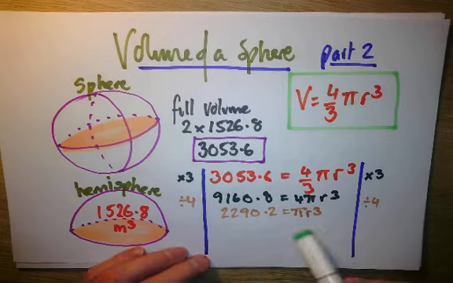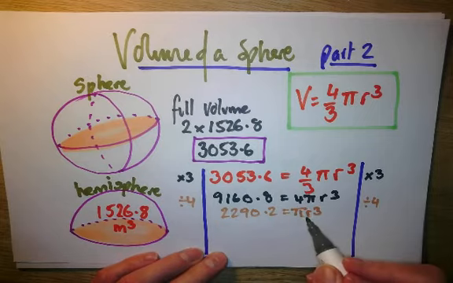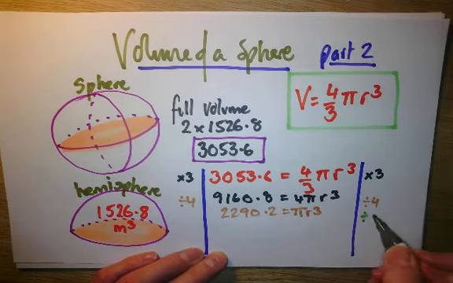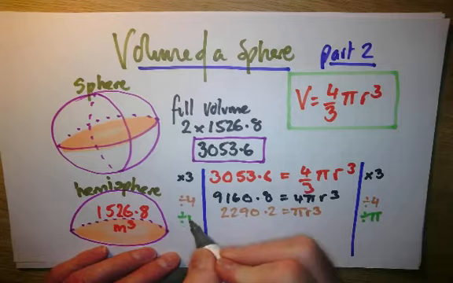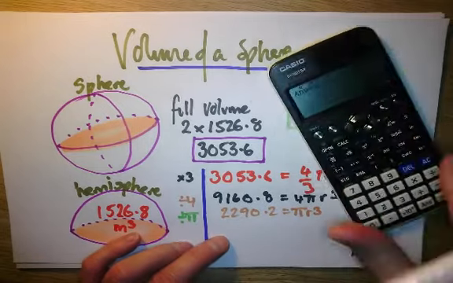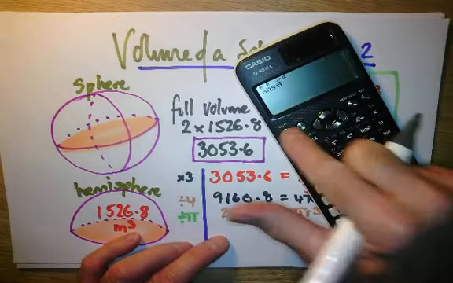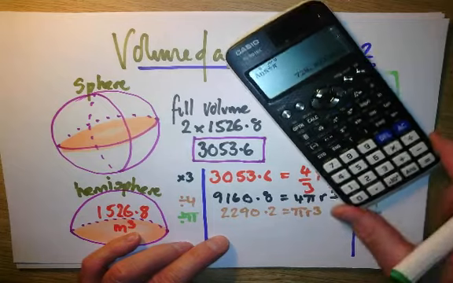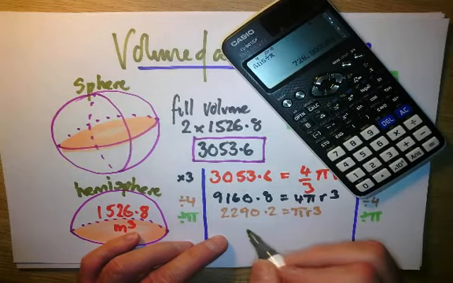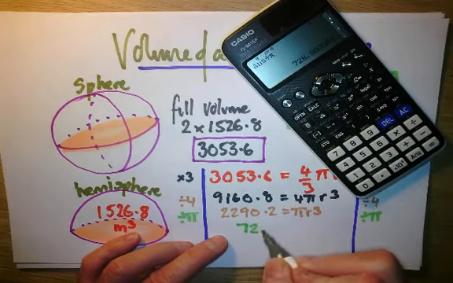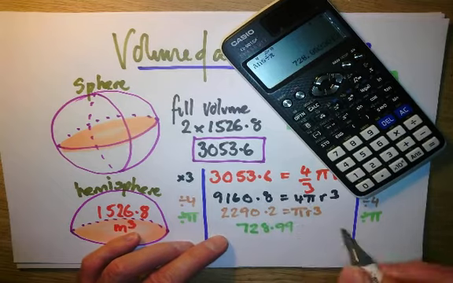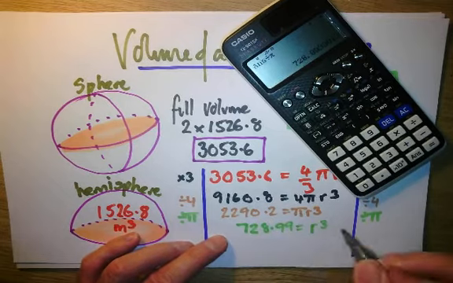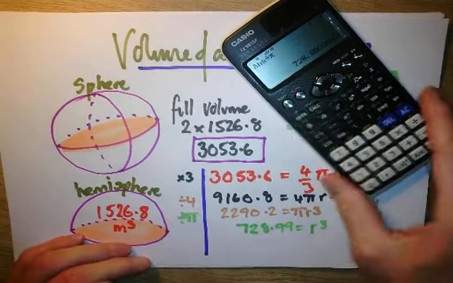Okay, let's deal with the pi. Well, that's also times, so I'm going to divide by pi. So keep that there, divide by shift. It's a bit awkward, but you get used to it in the end. And I get 728.99. My dyslexia showing. Equals r cubed.